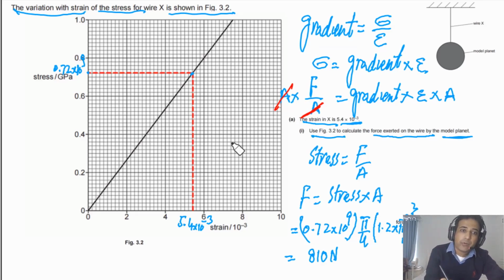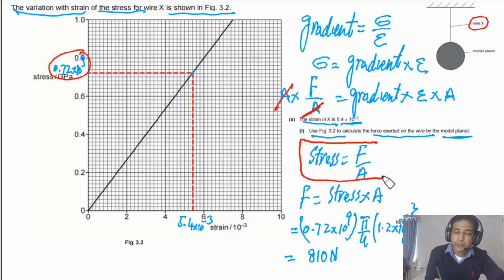But this is straightforward. We have the value of strain in this wire, the value is here. At this value of strain, we have the value of stress, and then simply we can use this formula and find the value of force.